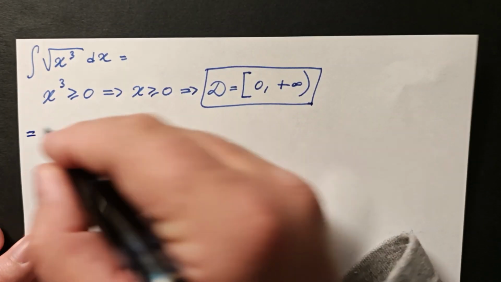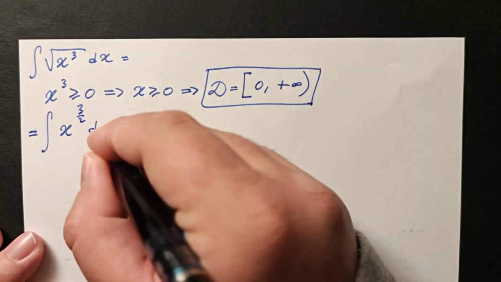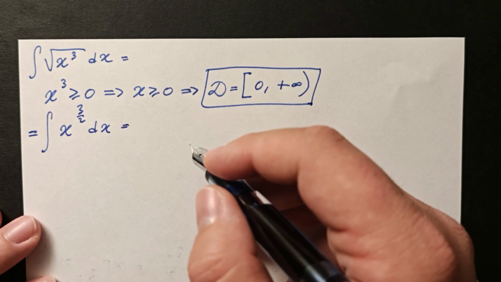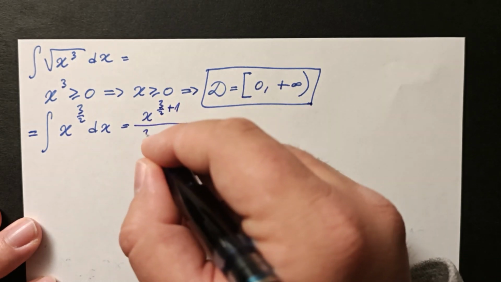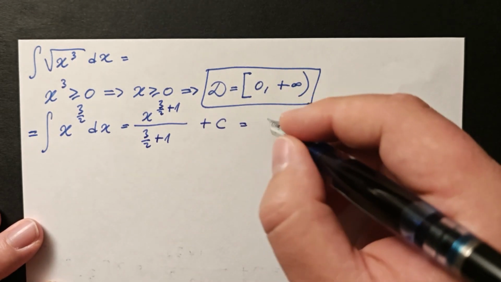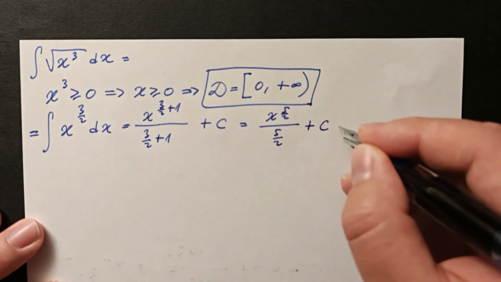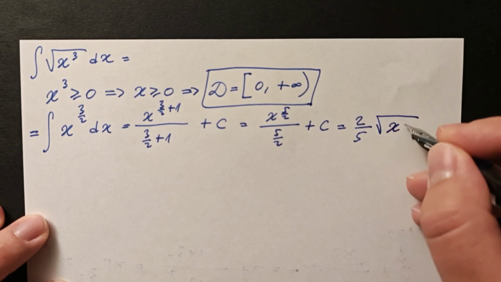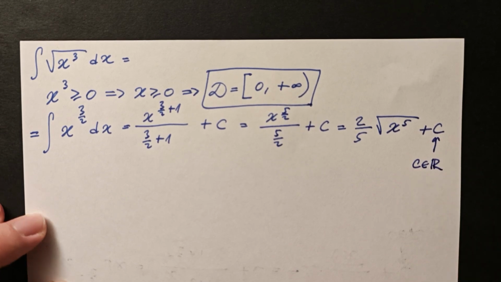So this integral is then equal to an integral of x to the power 3/2 dx, and at this point we can just apply the simple power rule. So this is x to the power of 3/2 plus 1 divided by 3/2 plus 1 and plus that constant c. This is x to the power of 5/2 divided by 5/2 plus c, and that is 2/5 square root of x to the 5th power and plus c, where this c is a real number.